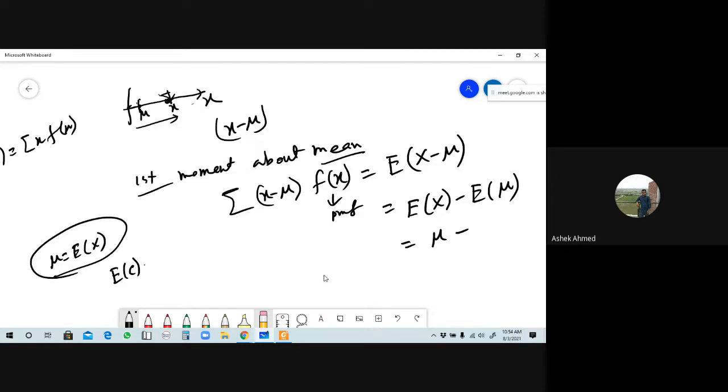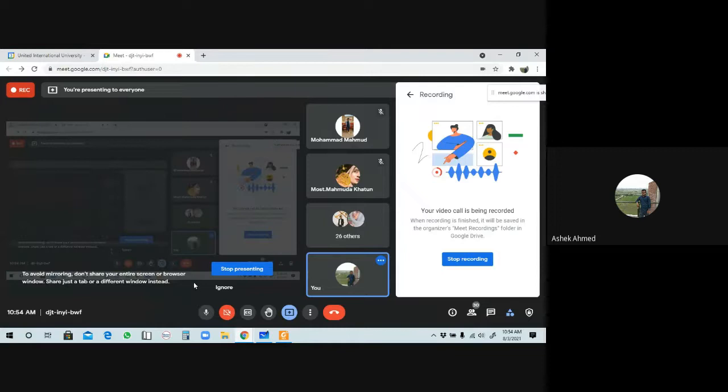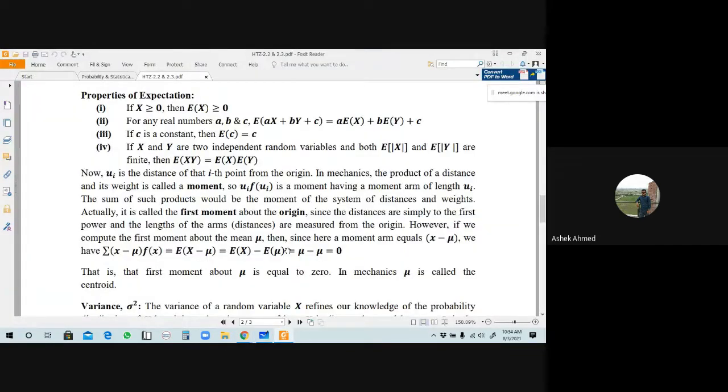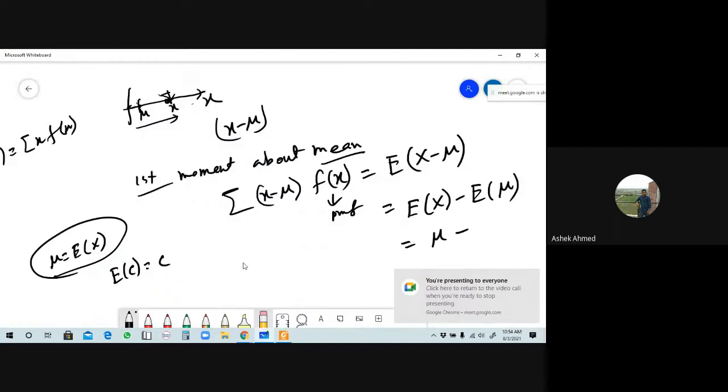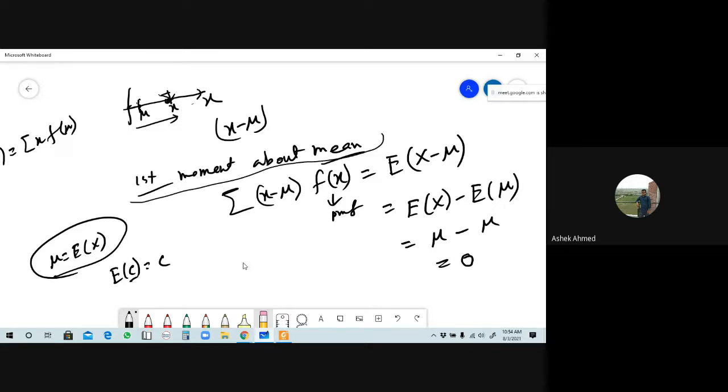The value of the expectation of c was what? Respond to me. The expectation of c is c, our constant. Mu is also constant, so this will be mu here. So this is always 0. From here you have to know that the first moment about the mean is always 0. You must remember this.